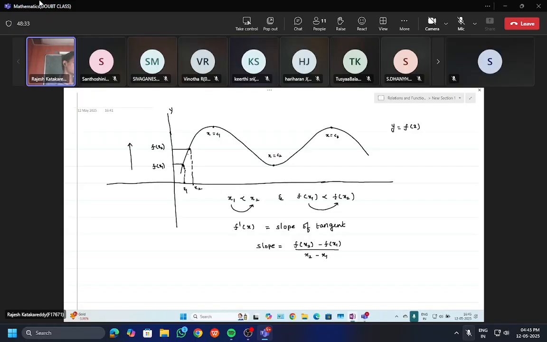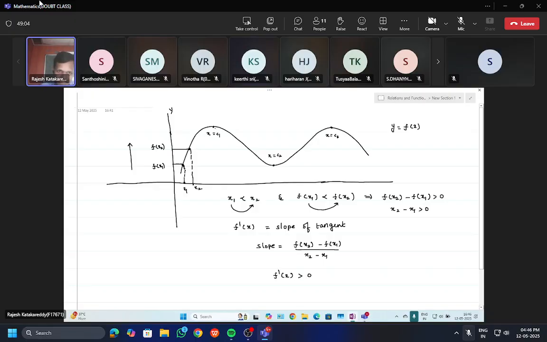Clear? Understood? Right? So now we can see that f of x2 is greater than f of x1. That means f of x2 minus f of x1 is greater than 0. At the same time, x2 minus x1 is also greater than 0. This implies f dash of x is greater than 0, right? If f dash of x is greater than 0, the function is said to be an increasing function.